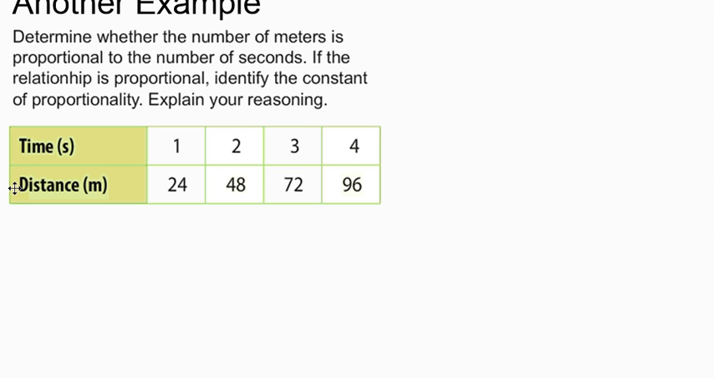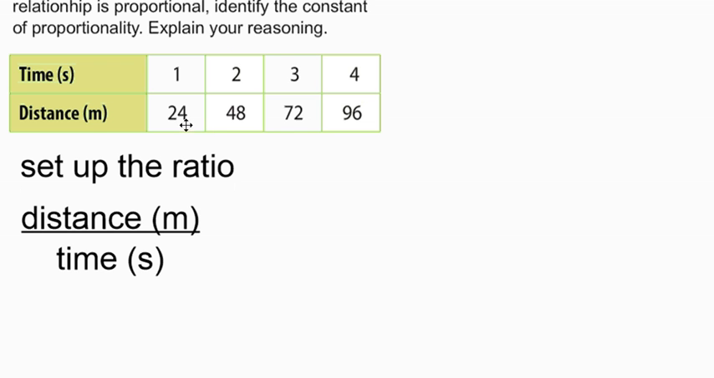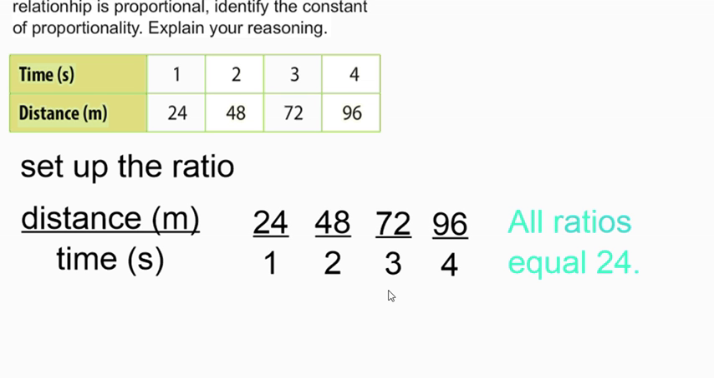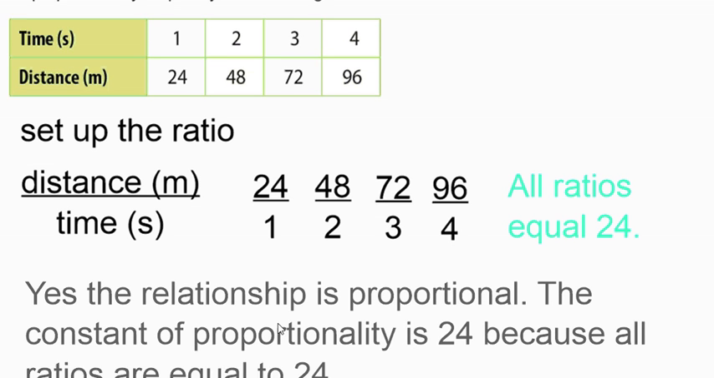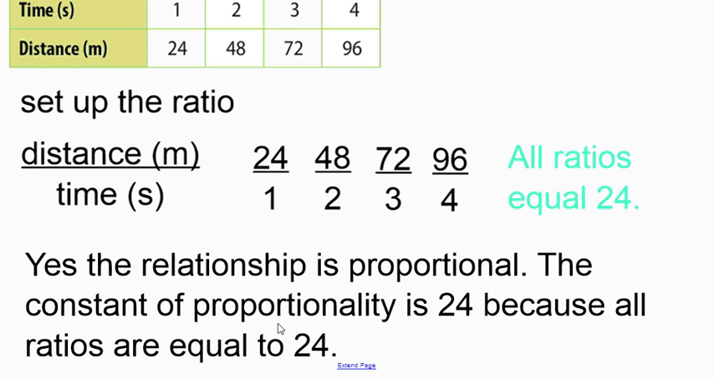So we're going to set up y over x, or distance over time. So we're just going to set up 24 over 1, 48 over 2, 72 over 3, 96 over 4. When we do that, all of the ratios equal 24, meaning that the constant of proportionality is 24. We multiplied every single one of these seconds by 24 to get our distance. So, yes, the relationship is proportional. The constant of proportionality equals 24 because all of the ratios were equal to 24.